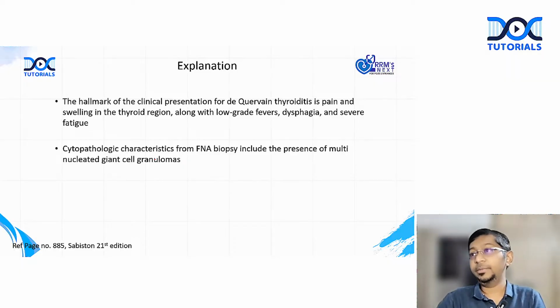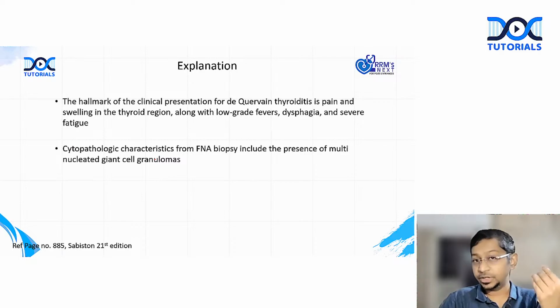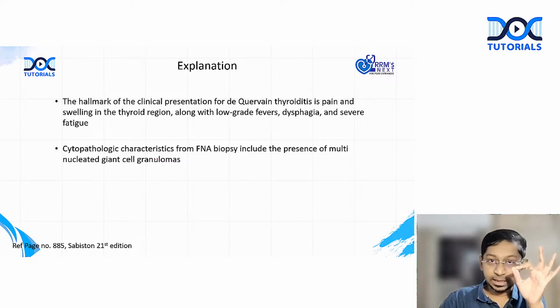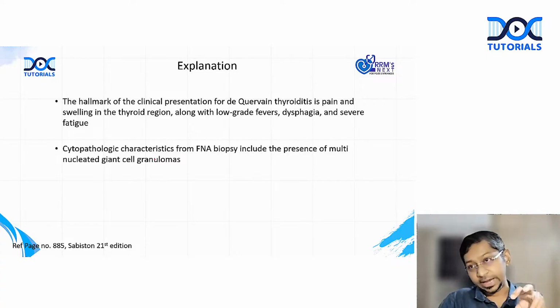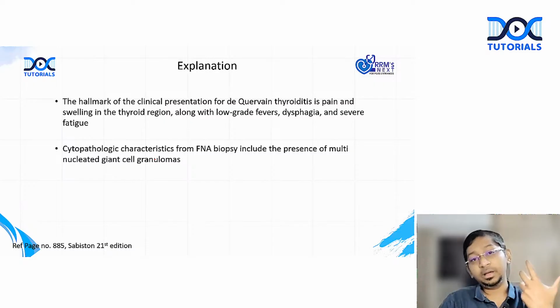Right? So remember, the hallmark of de Quervain's thyroiditis is pain and swelling. Sometimes you may get painful swelling, odynophagia, dysphagia, fatigue, low-grade fever, and the classical FNA finding is the presence of granulomas. We have multinucleated giant cells, you have a granuloma-like picture, there may be polymorphonuclear cells, there may be lymphocytes, there may be eosinophils.